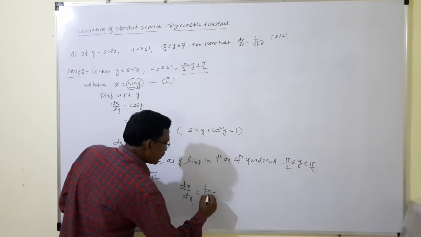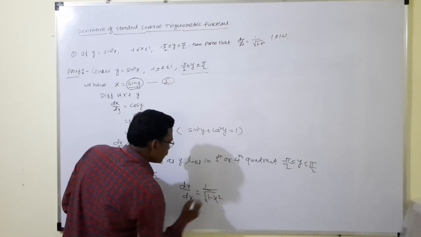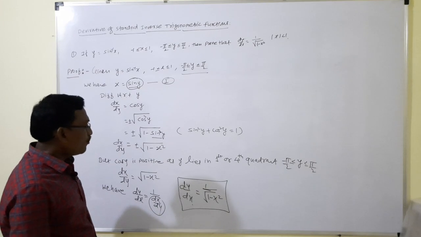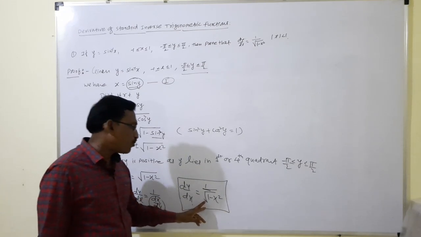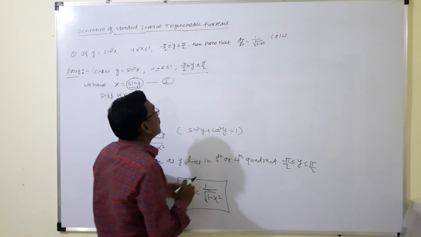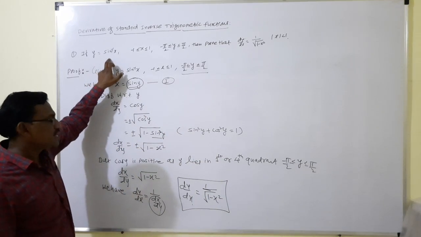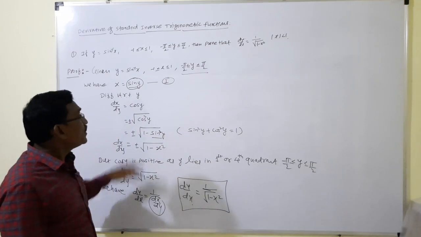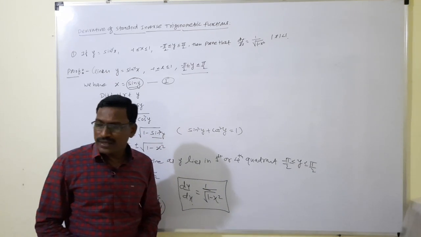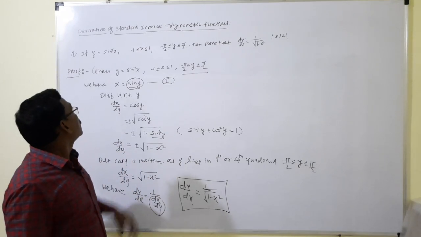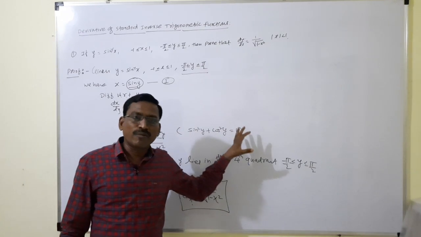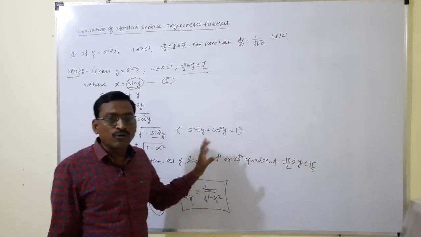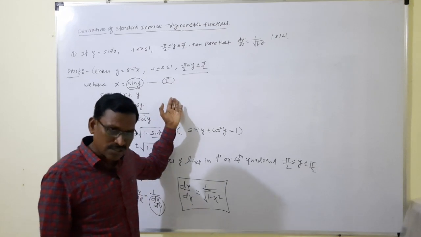So it is 1 by root of 1 minus x square, and hence we have proved that the derivative of y with respect to x is 1 by root of 1 minus x square. Means the derivative of sine inverse x is 1 upon root of 1 minus x square. In this way you may copy the remaining inverse trigonometric function proofs from the textbooks, where the proofs are already given.